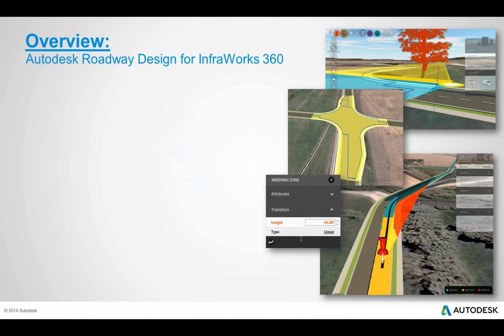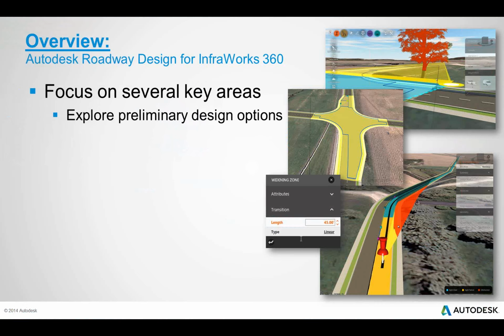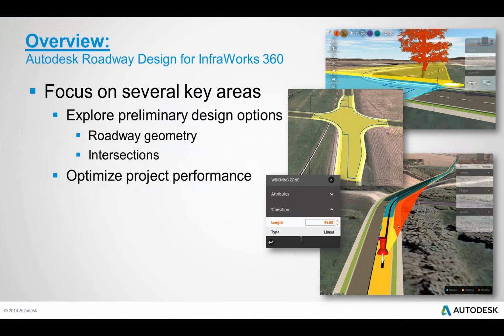and focus on several key aspects of the planning and preliminary design processes used on road and highway projects using InfraWorks 360. Some of these are the ability to quickly create and explore preliminary project designs, such as your roadway geometry and your intersections. We're going to look at optimizing our project performance. Are we going to be able to see our changes in context, thereby cutting down on our revisions at the conceptual level?